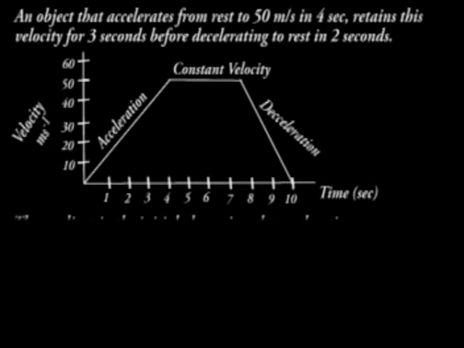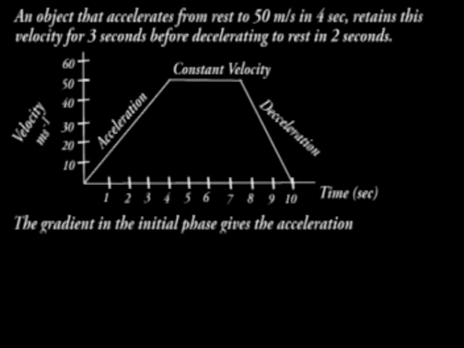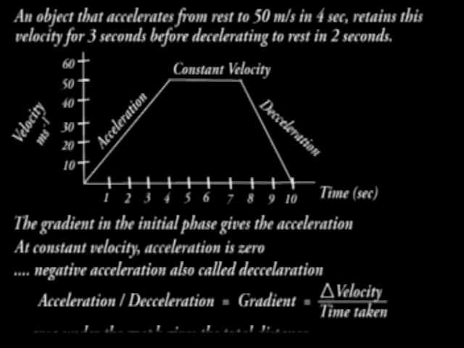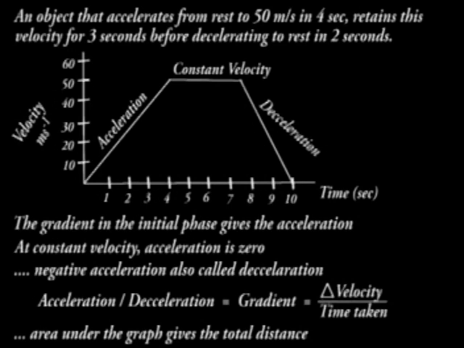The gradient of the graph in the initial phase gives the acceleration. At constant velocity, acceleration is 0. When velocity reduces with time, it's negative acceleration, also called deceleration. Acceleration or deceleration is equal to gradient and is equal to change in velocity over time taken. Interestingly, the area under the graph gives the total distance covered by the object for the whole time period.